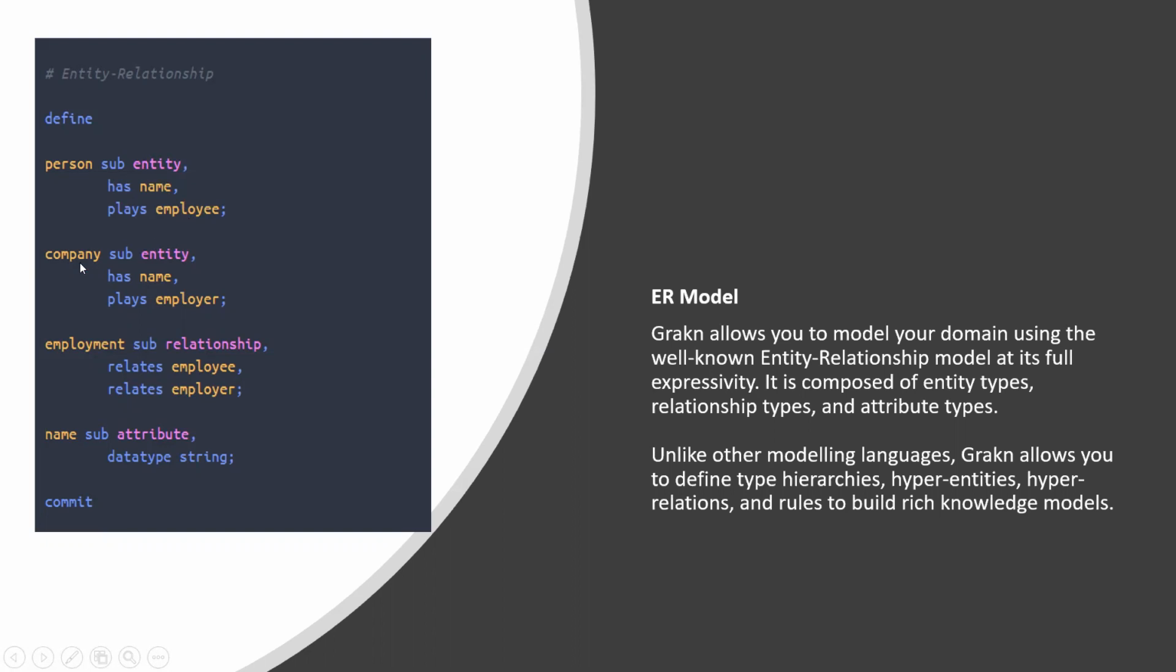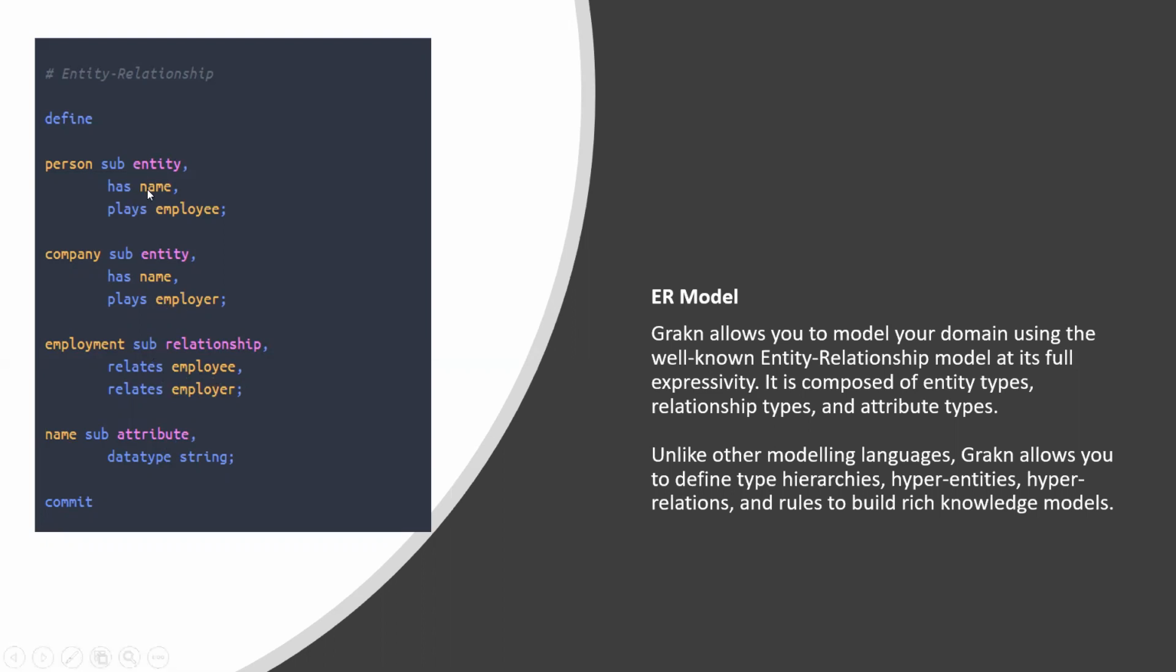And here comes the company entity, it has a name and plays the employer role. This entity's role is employee, and that entity's role is employer. If you look at the relation between these two roles, we have relates employee and relates employer. So this is the syntax of creating relations between entities. And the last one is about attributes, like what kind of attribute you are defining.